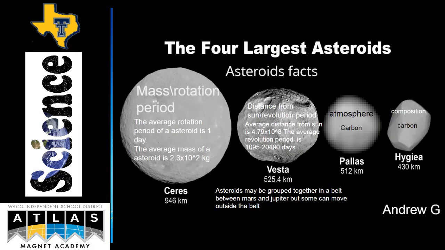Asteroids. The average mass of an asteroid is 2.3 times 10 to the second kilograms. The average rotation period is 1 day. The average distance from the sun is 4.79 times 10 to the 8th power kilometers away from the sun. The average revolution period is 1,095 to 20,190 days. The atmosphere is mostly carbon, and composition is mostly carbon. Asteroids may be grouped together in a belt between Mars and Jupiter, but some can move outside the belt.